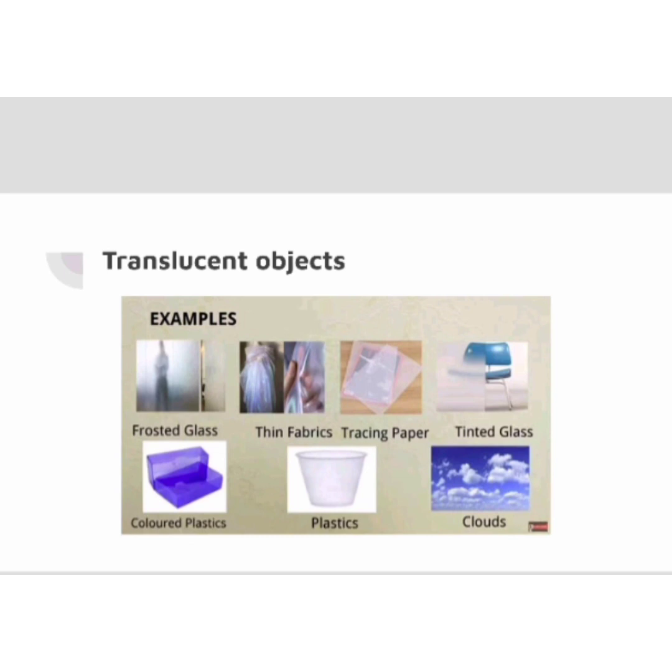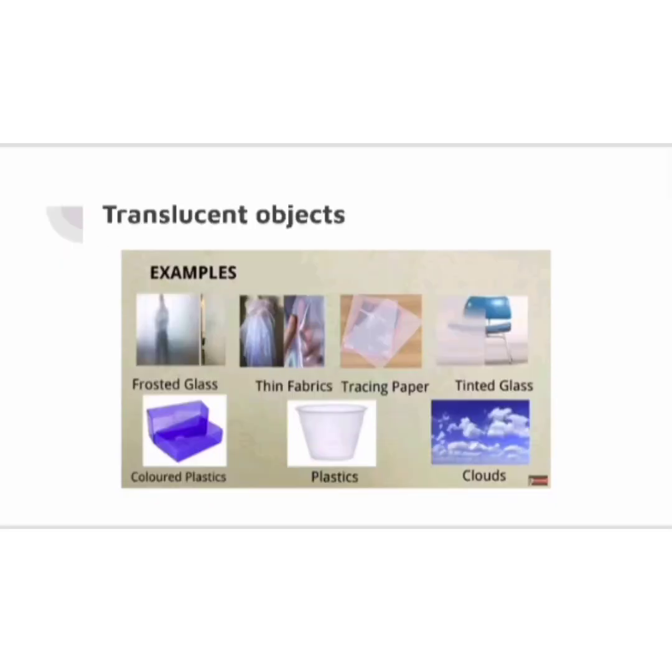Not, right? The materials through which objects can be seen but not clearly are known as translucent objects. Through a translucent object, we can see things, but we cannot see them clearly. We can therefore group materials as opaque, transparent, and translucent, right?